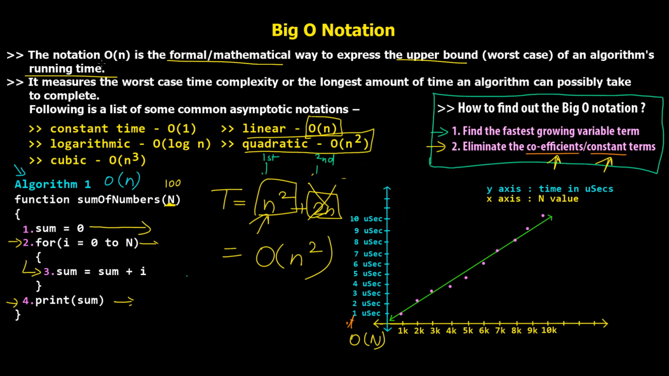And big O notation ultimately is nothing but a formal or mathematical way to express the upper limit of an algorithm's running time. So yeah, this was the entire video on time complexity, big O notation, algorithm analysis, asymptotic algorithm analysis, and I hope you've got a very clear understanding of all these topics.